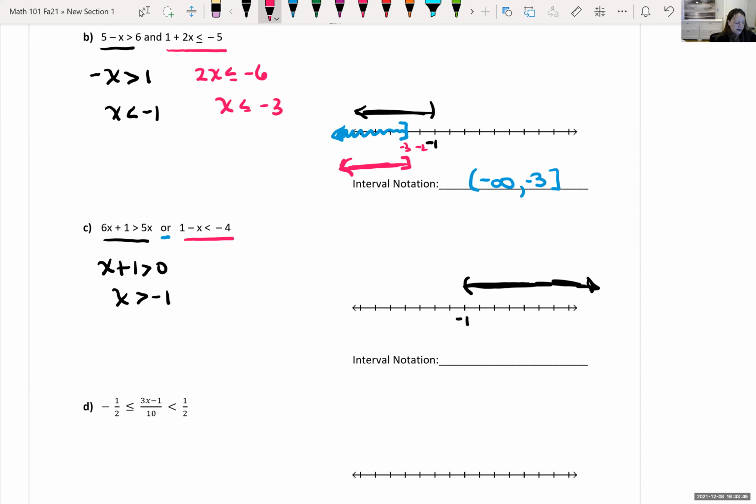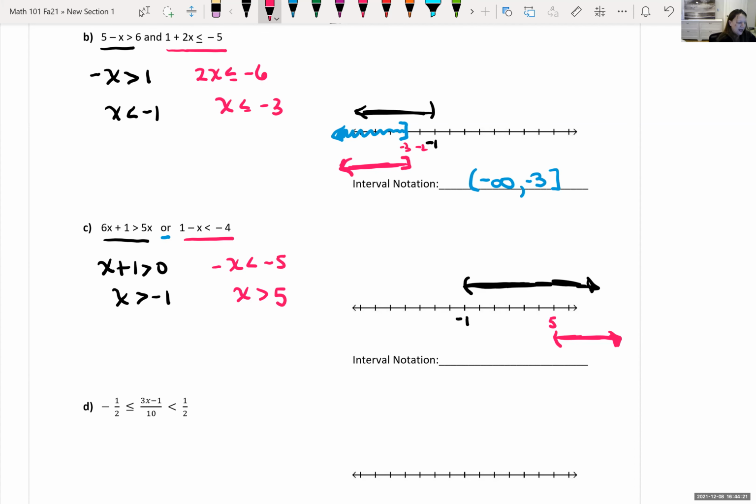Here we have 1 minus x is less than negative 4. We want to get x by itself, so let's subtract 1 on both sides. We have negative x is less than negative 5. Divide through by negative 1, we have x is greater than 5. We had to flip the sign. So x is greater than 5. So we have a parentheses at 5 and shading everything greater than.